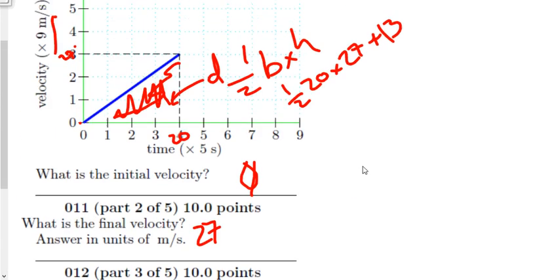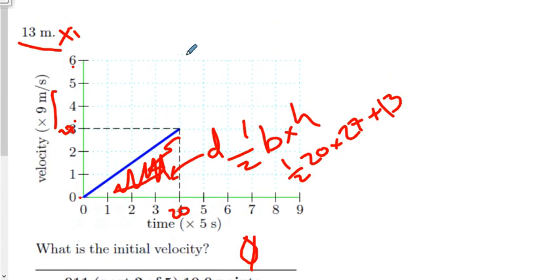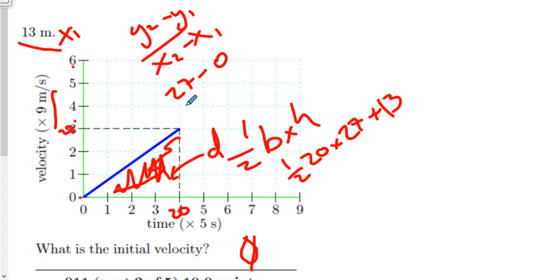Okay, so when I do my slope, you could do y2 minus y1, which I'll do now. So y2 minus y1 over x2 minus x1. All right, so my y2, again, don't forget your multiplier, is 27. Your y1 was 0. My x2 was, don't forget your multiplier, 4 times 5, 20. My x1 is 0. So I have 27 divided by 20. Divide that out, and you'll get your answer.